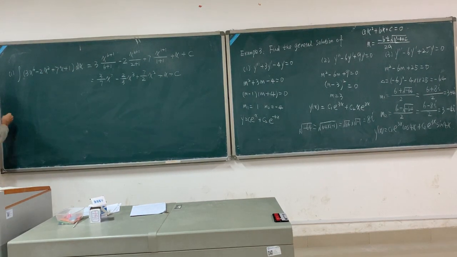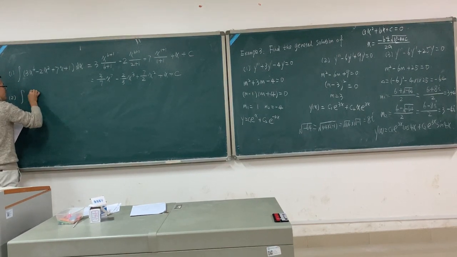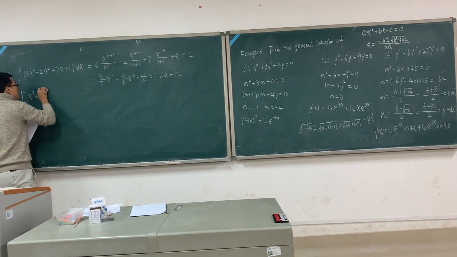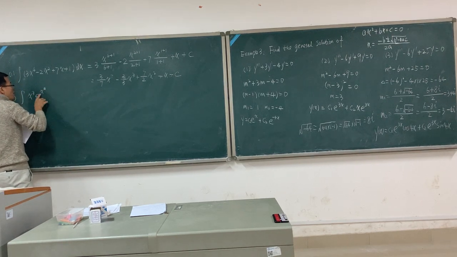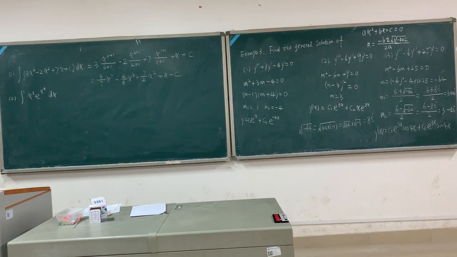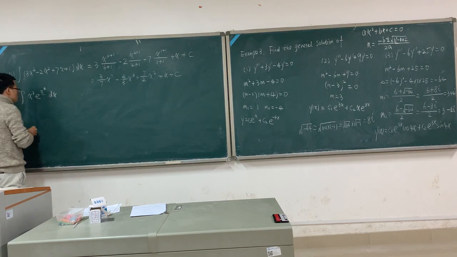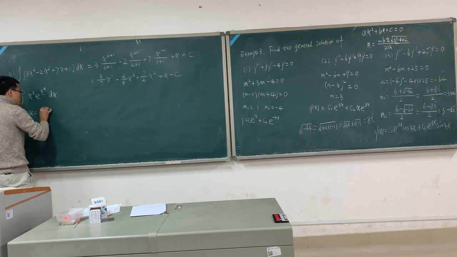The second is find the antiderivative of x cubed times e to the power x to the fourth power, dx. For this one, actually I want to test the u substitution. So we let u equal to x to the fourth power.